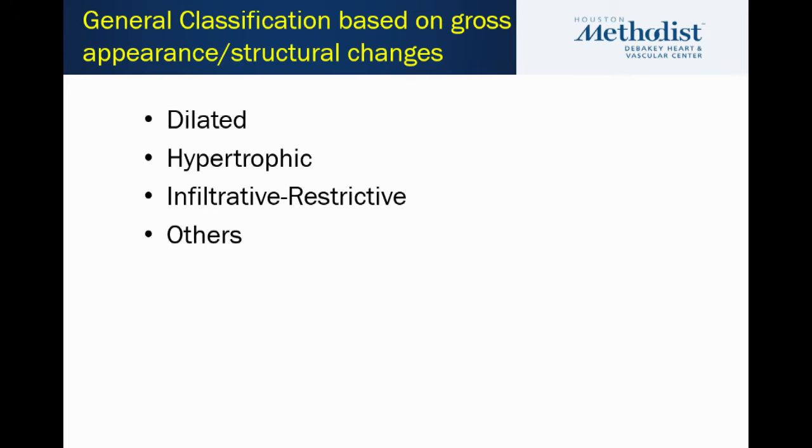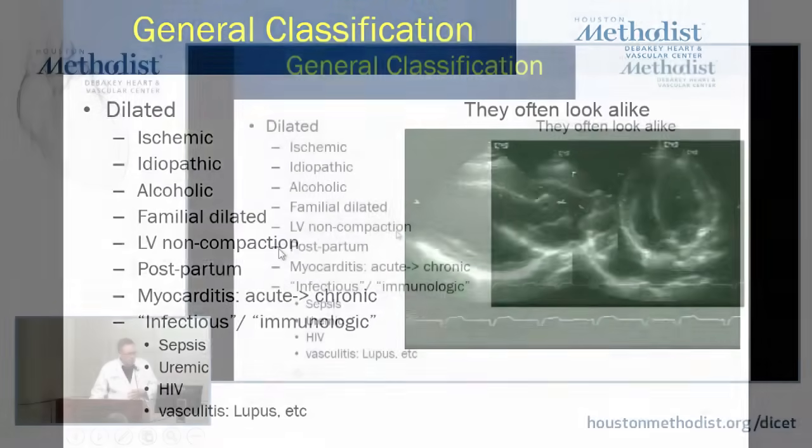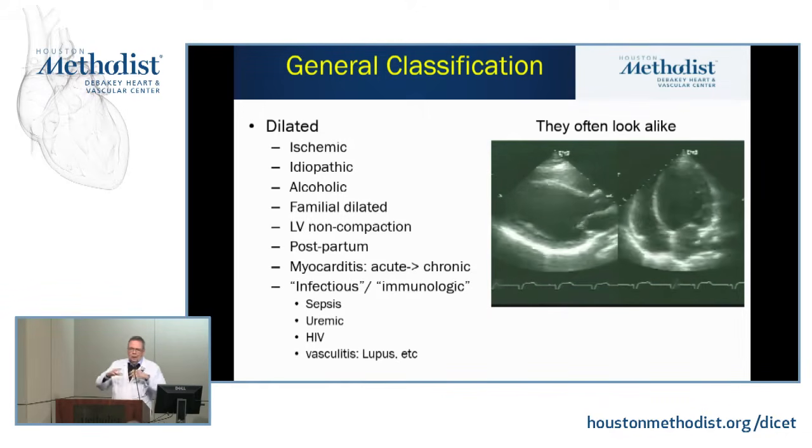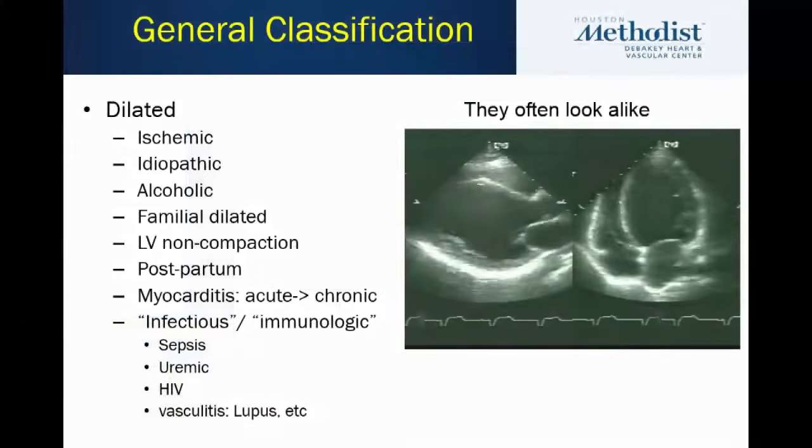So if we think in terms of structural changes, we have dilated, hypertrophic, infiltrative. Let's start with that. And frequently, this is what you see, right? A big heart that doesn't move well. So that opens the door for all kinds of possibilities.